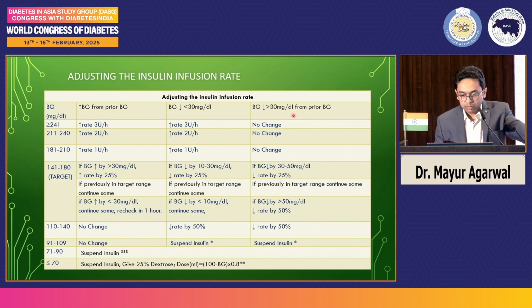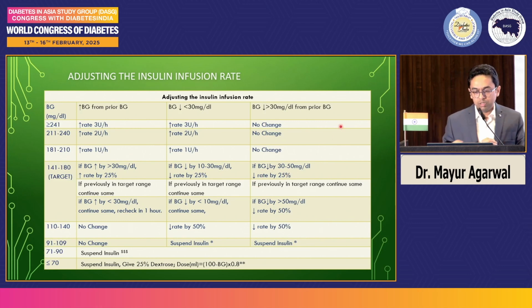So, let us say it is falling by 30, then you do not need to change. Whenever the sugars are high, that is above your target of 180, you just keep on the same rate. And if the sugars are falling by, what I have made it very simple, you remember it, 25 and 50.